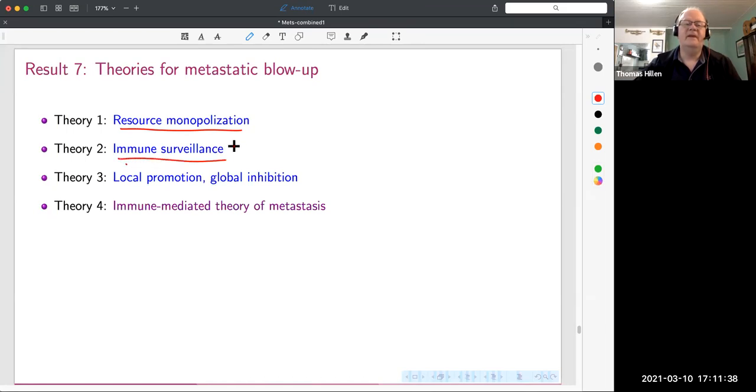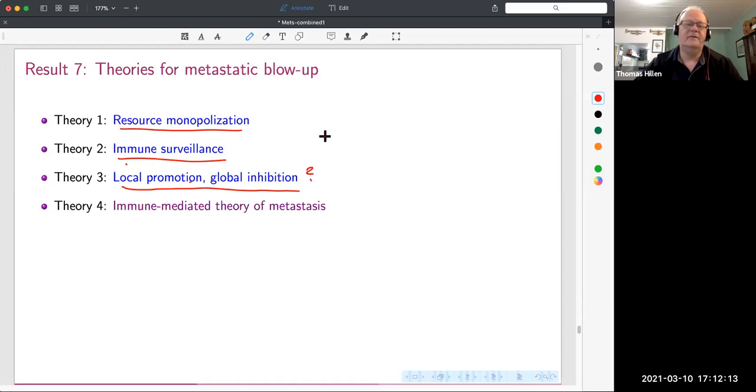Another one would be immune surveillance, so that the primary tumor creates such a strong wound and a strong immune response that just as a shadow effect, the immune system would also control the metastasis. Makes a lot of sense. Local promotion, global inhibition. Also, people were looking for chemokines which locally promote growth and globally inhibit growth. A little bit the idea of a Turing kind of pattern, long-range inhibition. But these were not identified, I think.